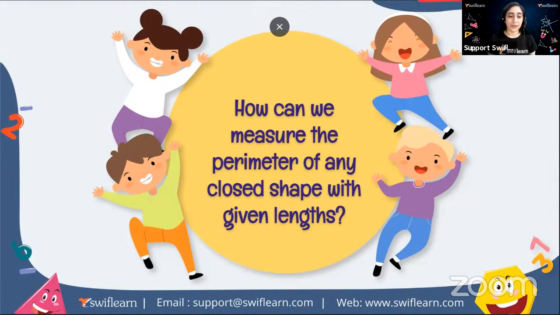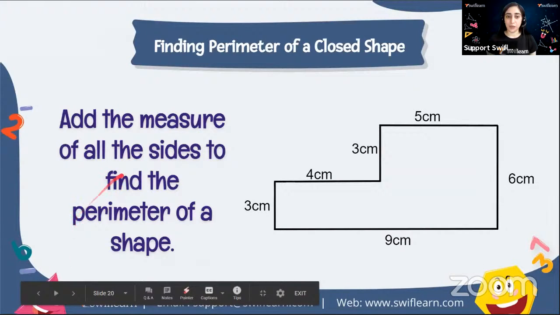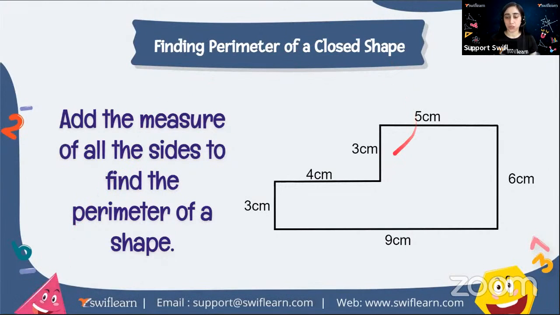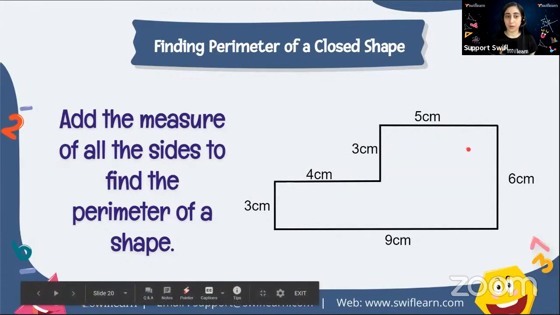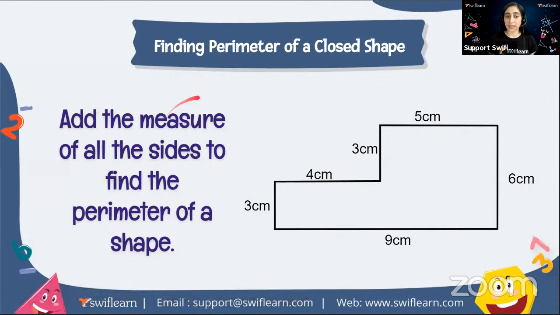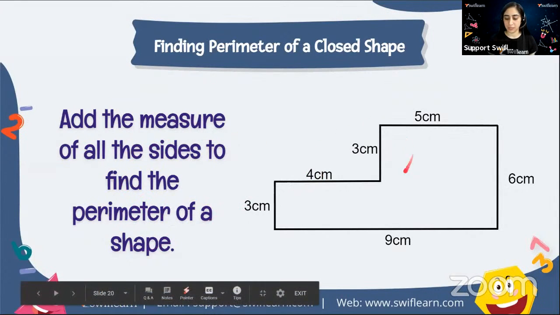All right. So now we all know, let's measure the perimeter of this closed shape. So this is a shape. And we have to add the measurements of all the sides to find the perimeter of the shape. We all know how to find the perimeter.